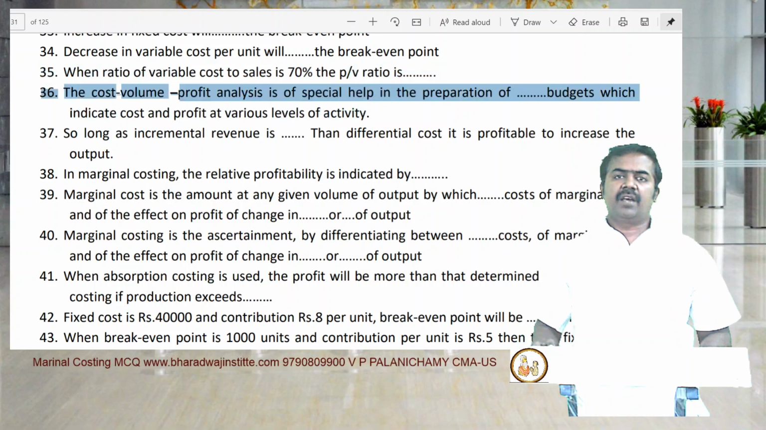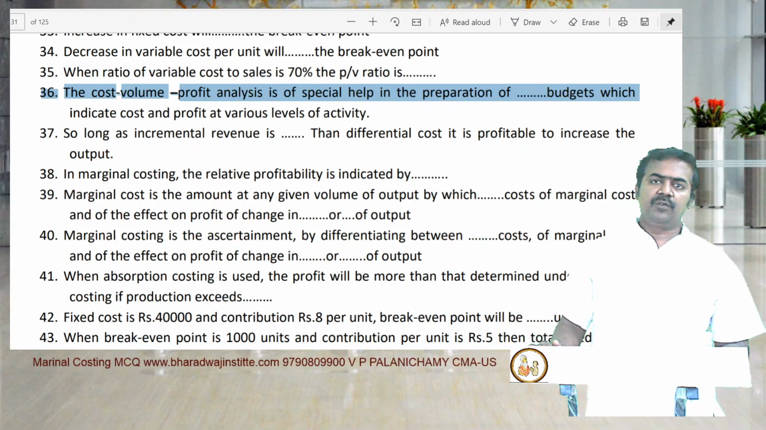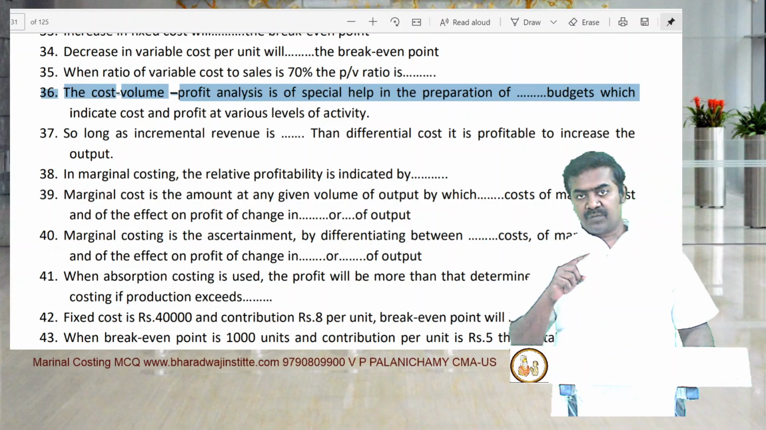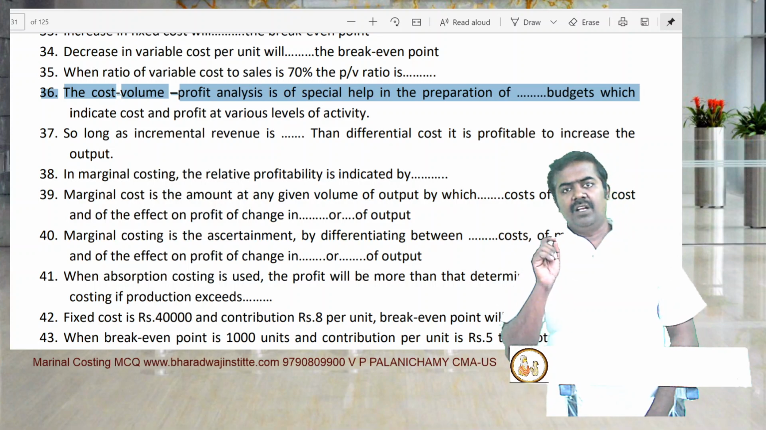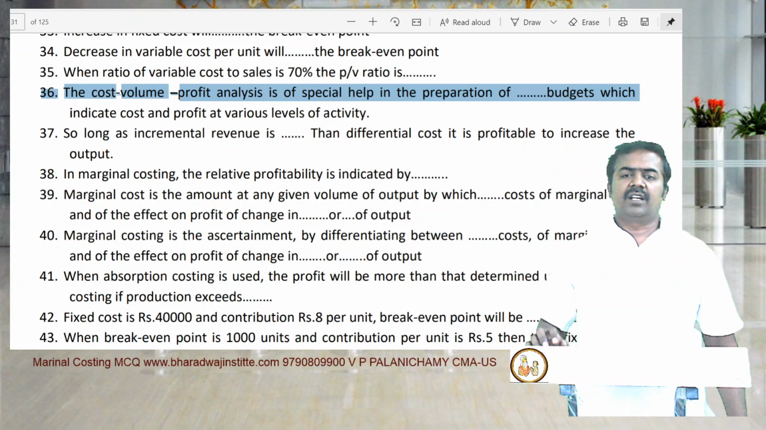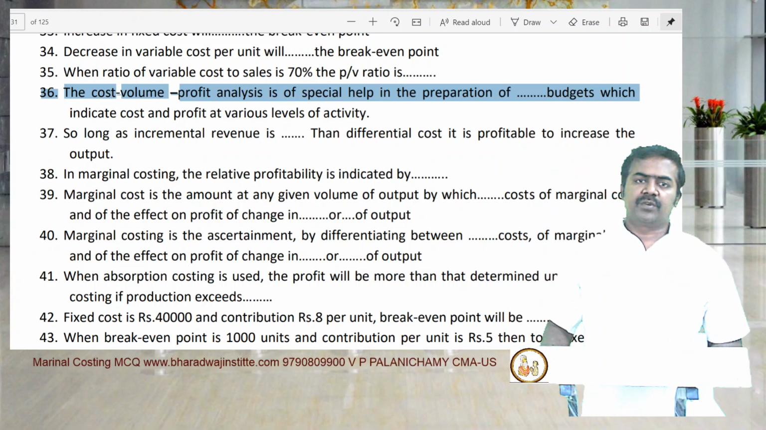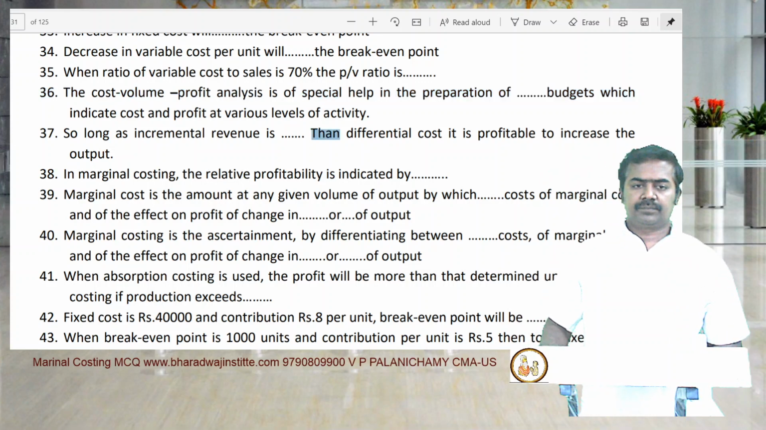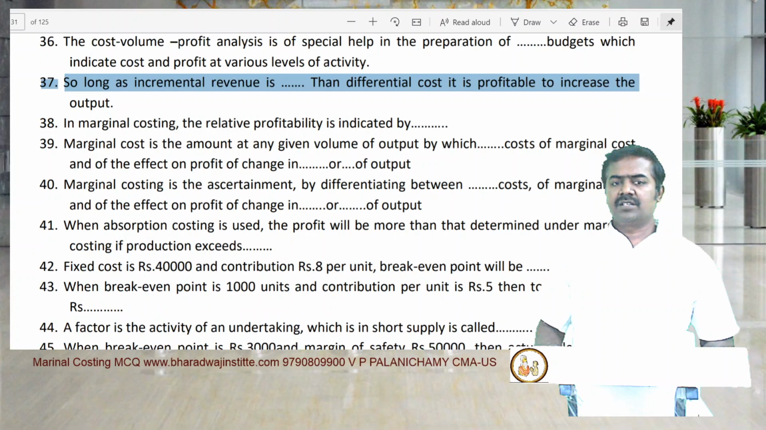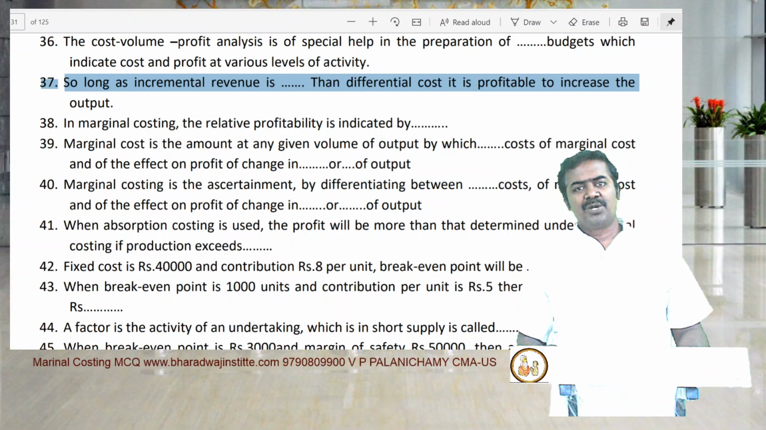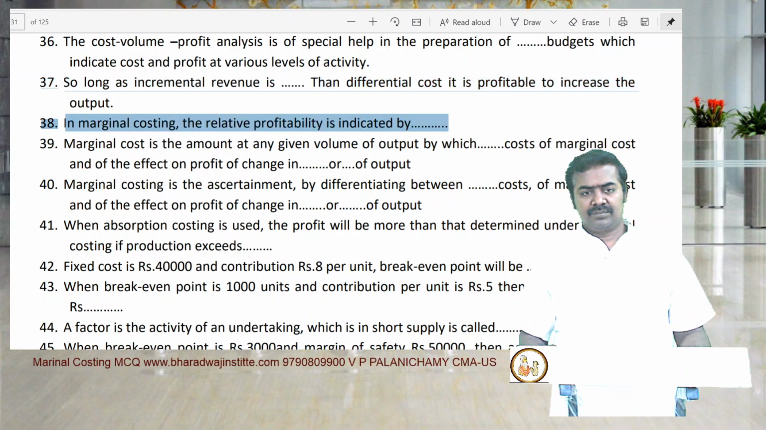See, the CVP analysis will be most helpful for preparing flexible budgets. We are going to see in the next chapter preparation of budgets, where we will be using the fixed cost and variable cost separation. So at the time it will be helpful in preparation of flexible budgets. As long as your revenue is more than the cost, you can increase the output. Marginal revenue is more than the marginal cost, you can increase the output.